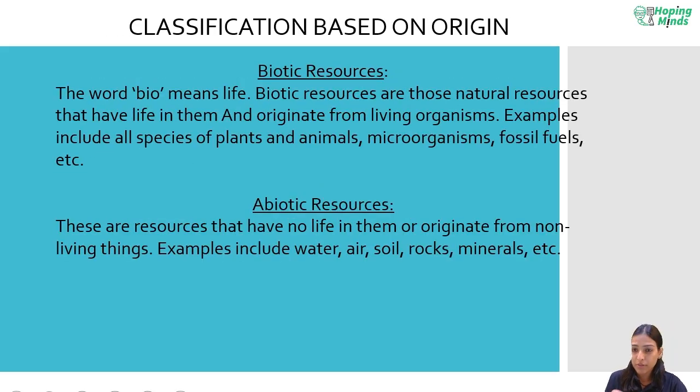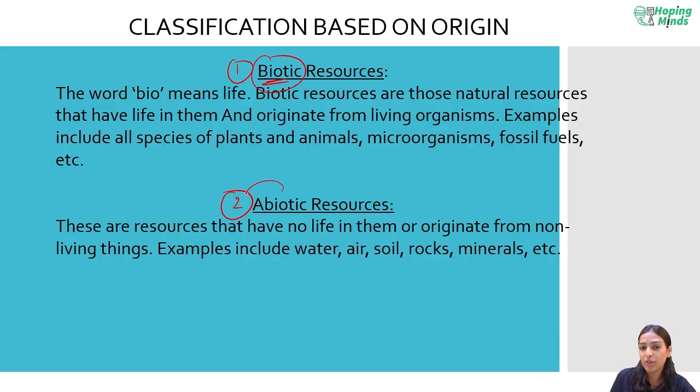Based on their origin means, from where are we getting this natural resource? Is it found in the soil? Is it found in the sun's light? Is it found in a certain organism? It means the genesis of this resource has to be the basis of our classification. It's classified into two types, biotic and abiotic.